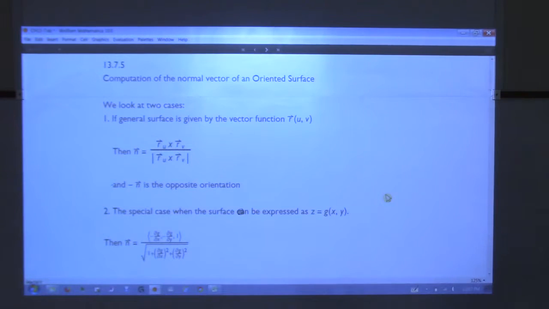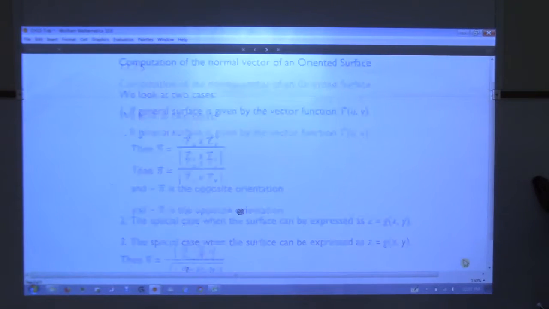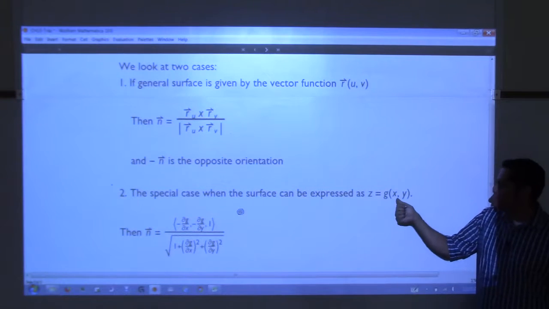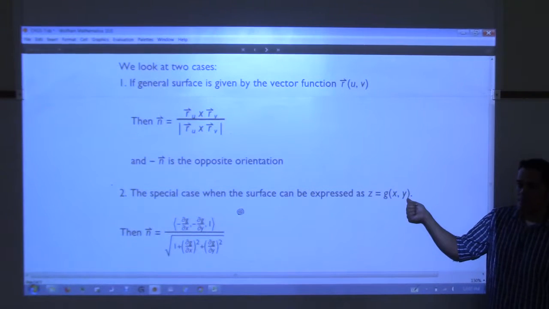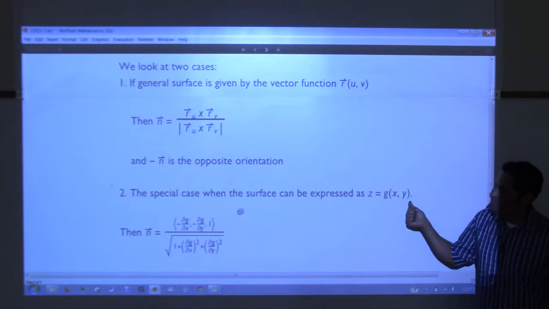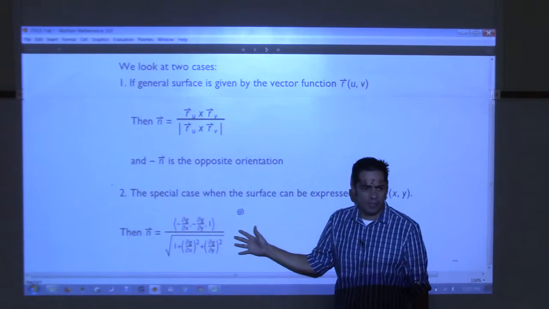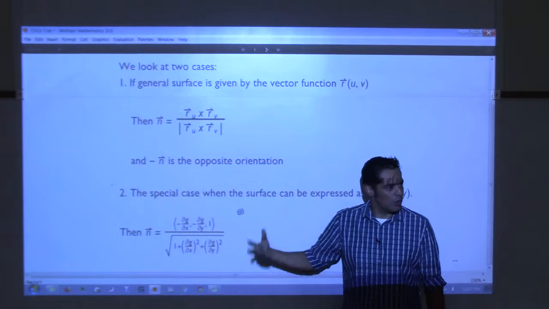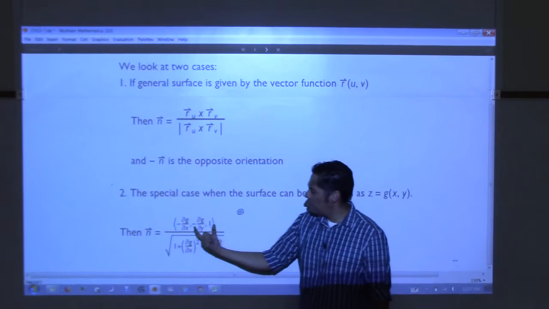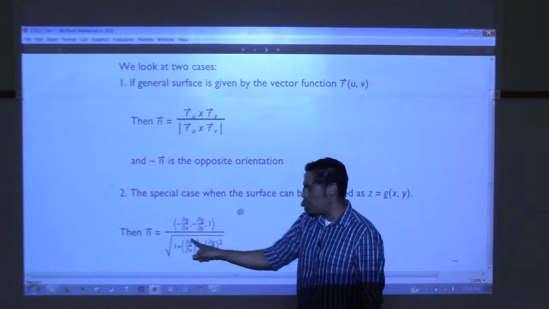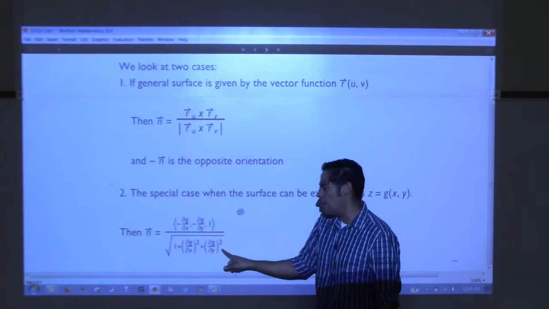Now, in the special case that our surface, this keeps coming up, right? This special case where z can be expressed as a function of x and y, then this computation becomes this. And that's just the shortcut formula. Here's your cross product, and here's the magnitude of the cross product. That should look familiar because that's what we were using in the integrals a little while ago.